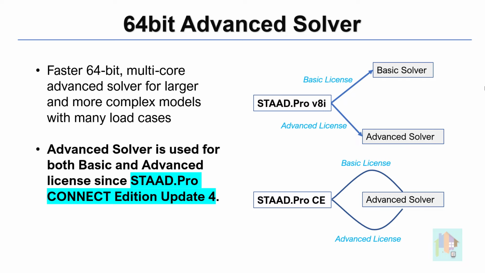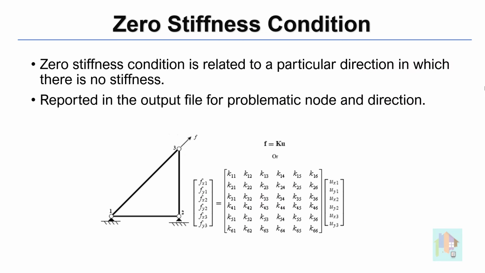If you use the latest version with basic license, you can experience a faster analysis due to the 64-bit advanced solver, and I think this is one of the great advantages of Connect Edition. You should try this.